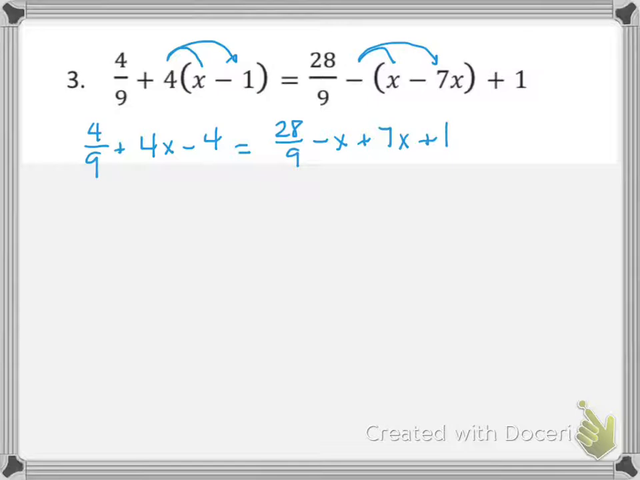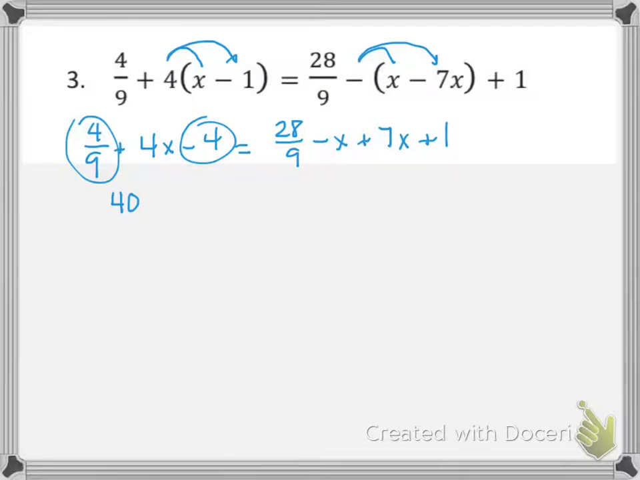I need to change my 4 into ninths. So that would be 36 ninths, and 4 ninths would be 40 ninths altogether. So I'm combining these, and I got 40 ninths. Let me make sure of this.